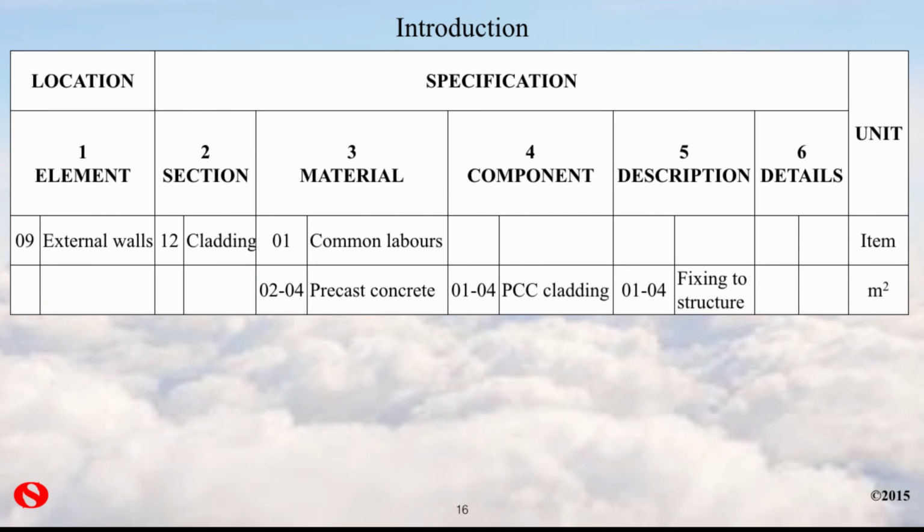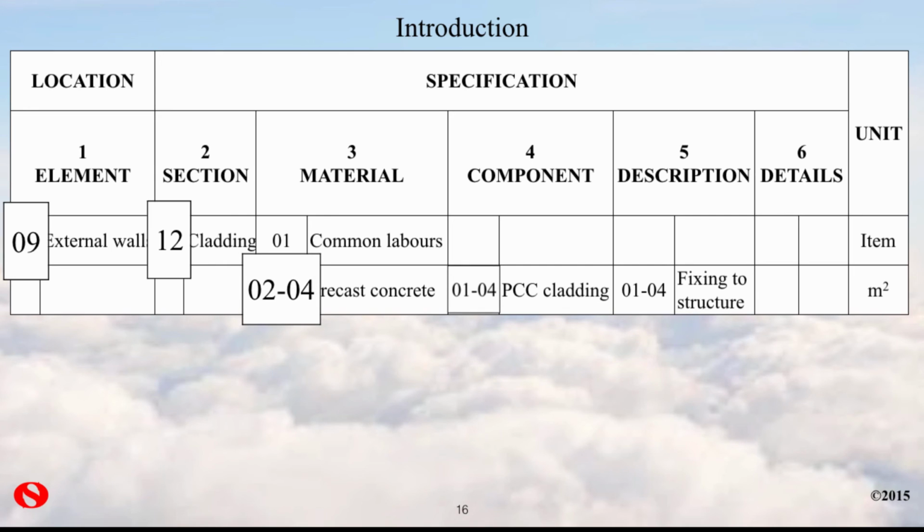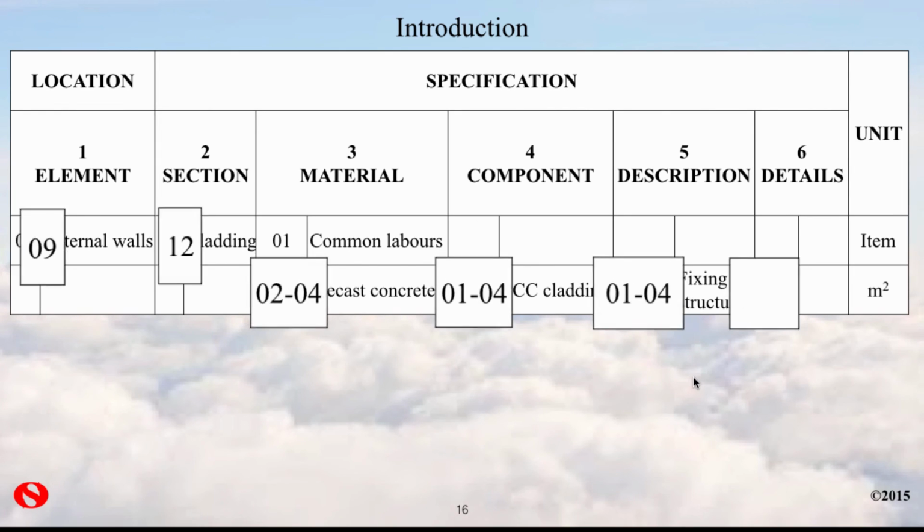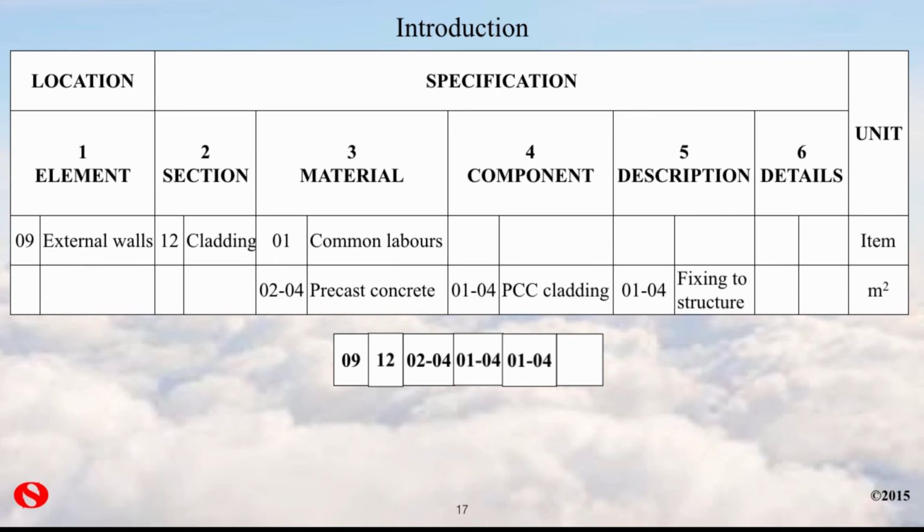And in terms of the detail, this is what it looks like. Here is 09 for the external walls, 12 for the cladding, and 02 to 04 for the precast concrete, 01 to 04 for the precast concrete cladding, 01 to 04 we're fixing it to the structure in this particular measurement, and there are no details here on this section, so that will be 00. This is what it looks like in terms of the actual nomenclature. 09.12.02.01.01.00.